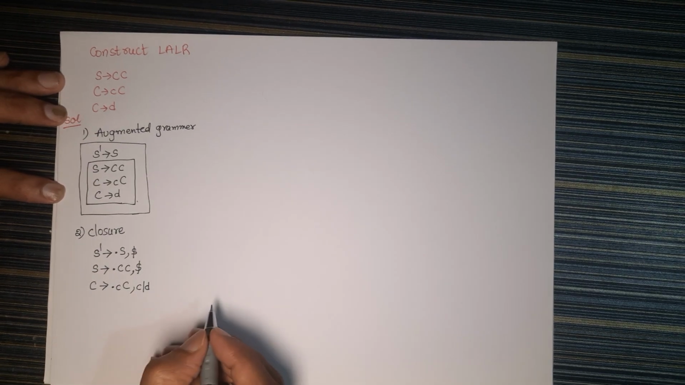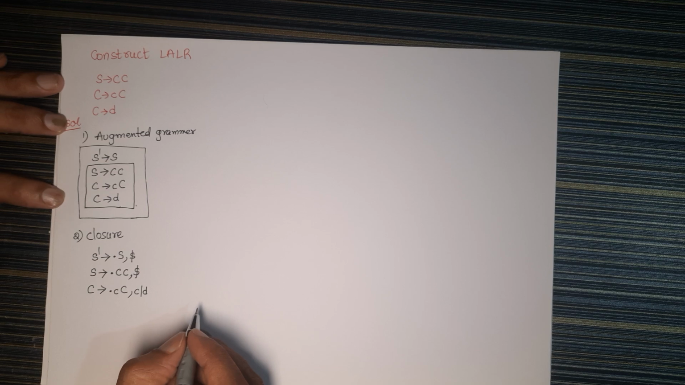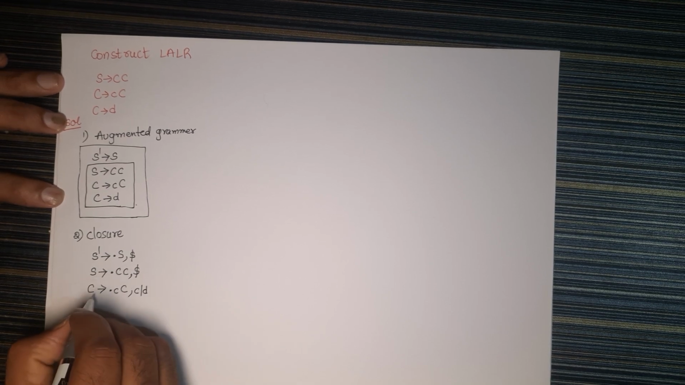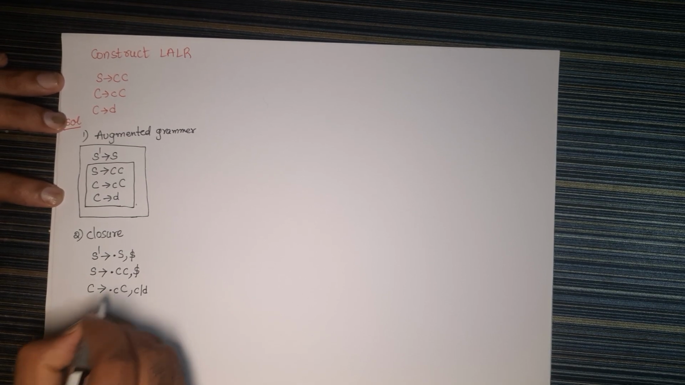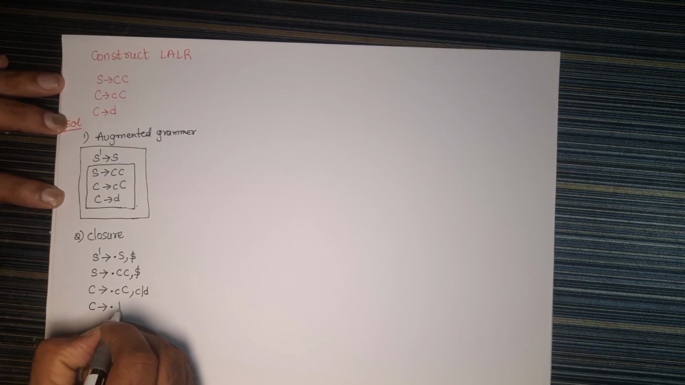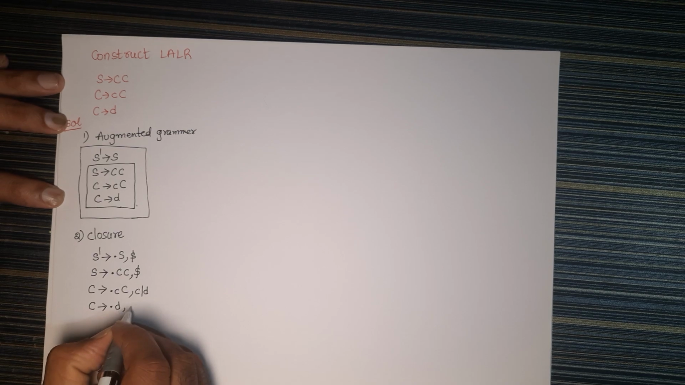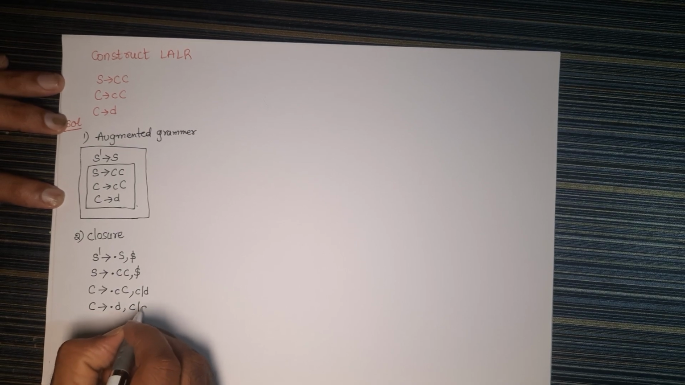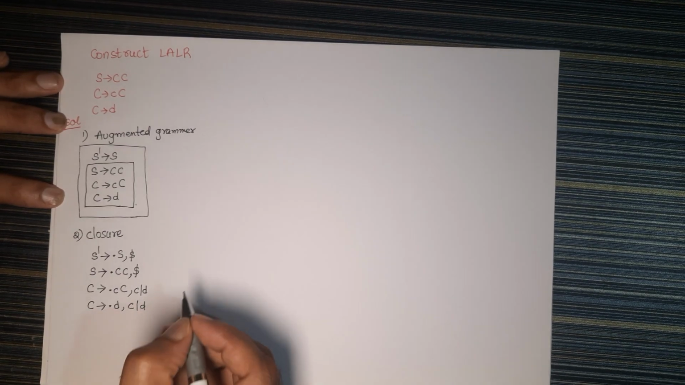So like this we need to find the closure. For this C we have C → .CC, and we also have C → D. That's why we have written C → .D with lookahead c/d.